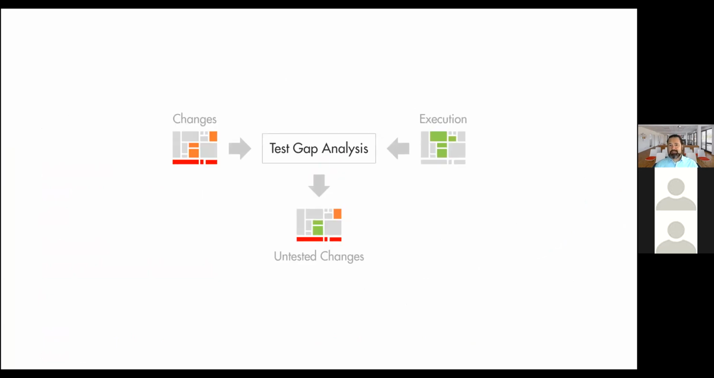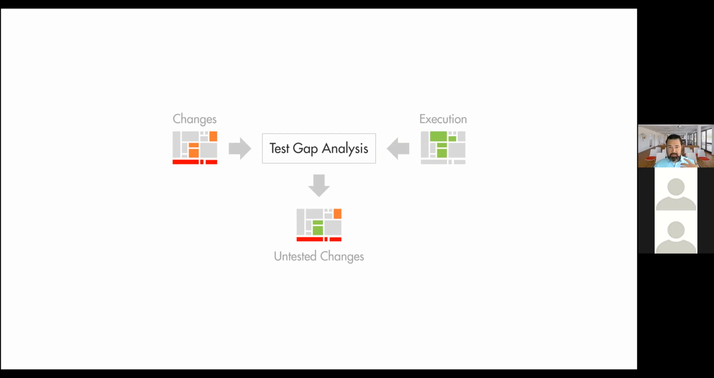And the analysis idea is very simple. We combine a static and a dynamic analysis. With a static analysis, we find the changes, and with a dynamic analysis, we capture the test coverage during automated and manual tests, and then we can put that together to see where the untested changes are.